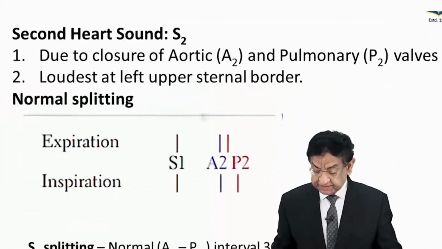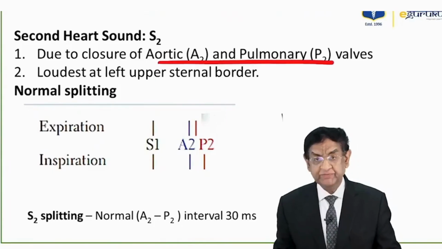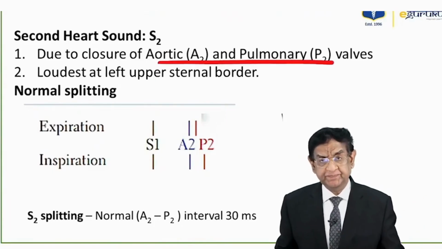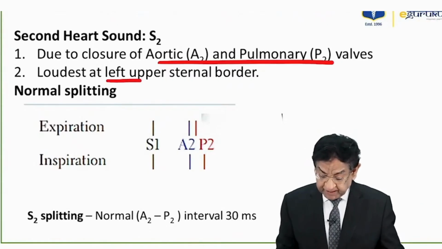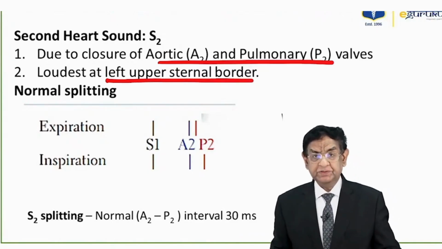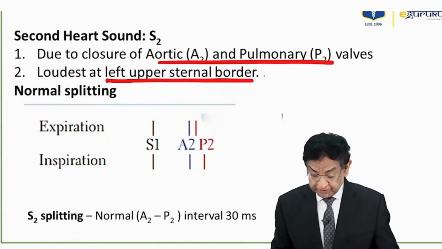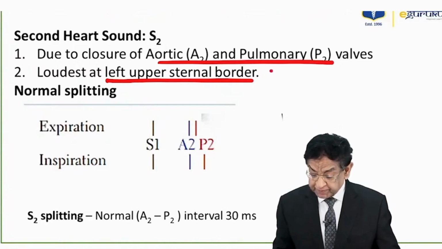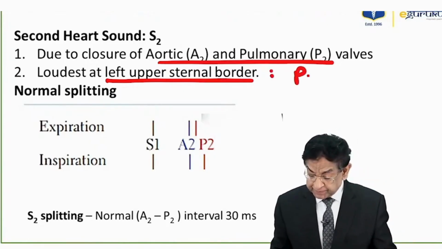Now we talk about the second heart sound, S2. This is due to closure of the aortic and pulmonary valve, which I showed you in the very first slide. It is loudest at the left upper sternal border. So if I have to ask you at what place it is loudest, it's the left upper sternal border. That was the primary area of pulmonary. Remember?